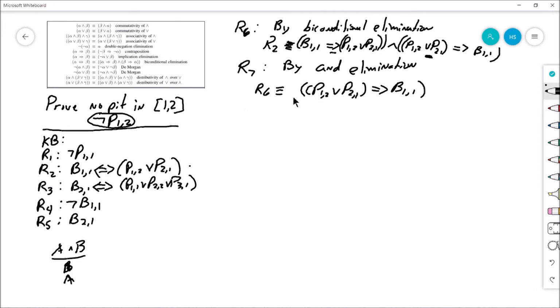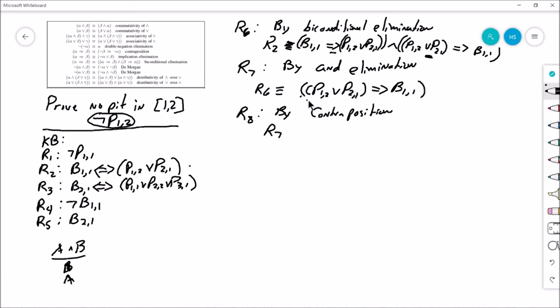That gives me a new sentence, which I'm calling R7. So I'm going to generate a new sentence. We're just going to keep on going. And this one is going to be generated by contraposition. Take a look at contraposition up here. A implies B is logically equivalent to not B implies not A. Or, sorry, this is Greek. Alpha implies beta is logically equivalent to not beta implies not alpha.